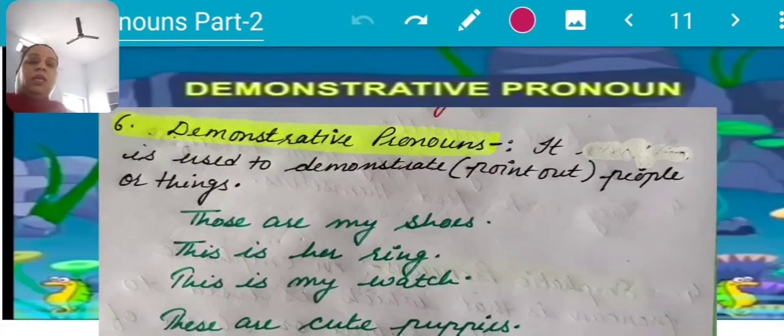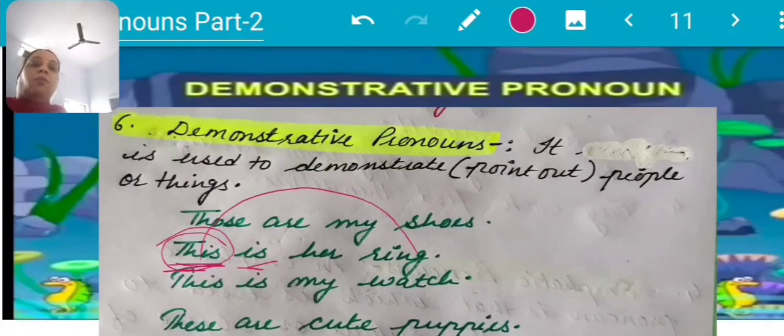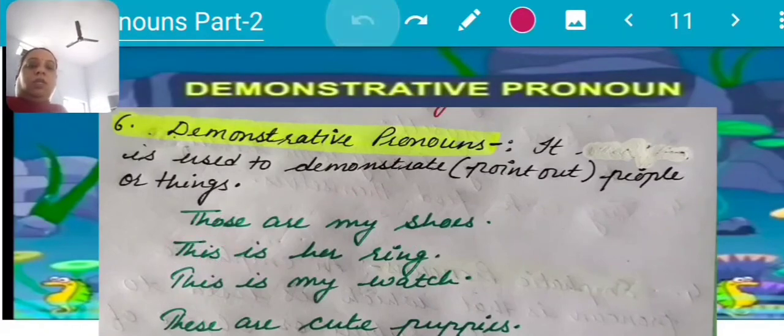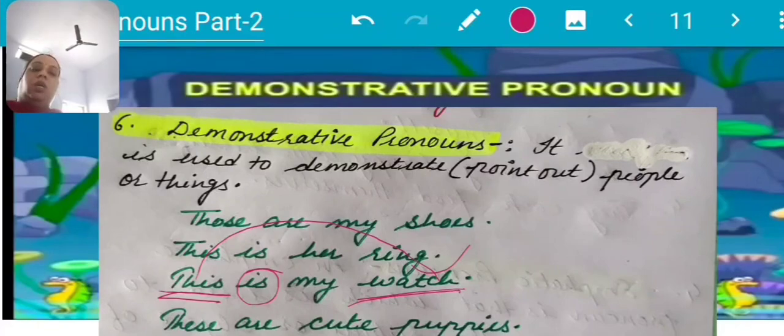So let's understand the second sentence. "This is her ring." This word is a demonstrative pronoun, because after this there is a helping verb. If a helping verb or main verb is there, then these words act as pronouns. And this word this is pointing towards the ring, like this ring is hers. Let's see the third sentence. "This is my watch." Here after this word there is a helping verb, and this word is pointing towards the watch, which is a noun.